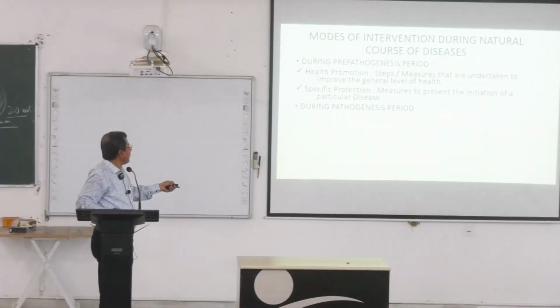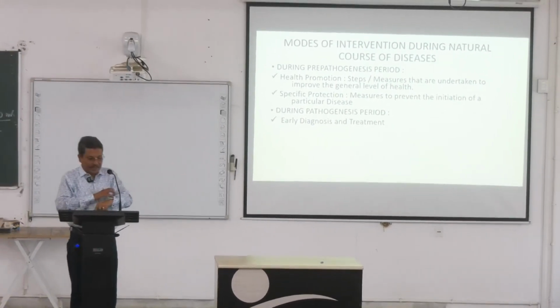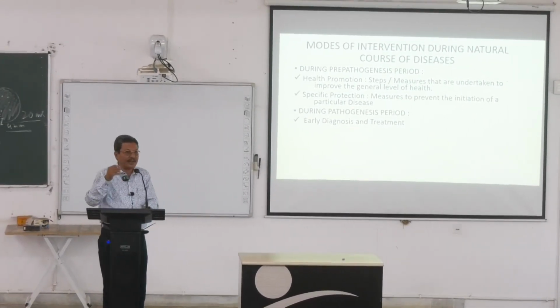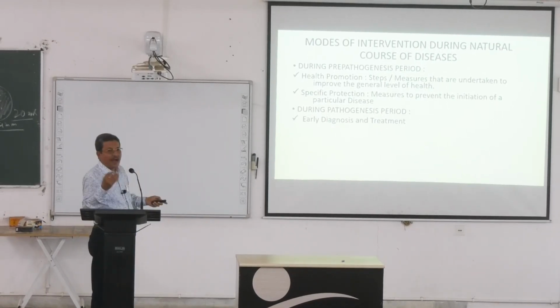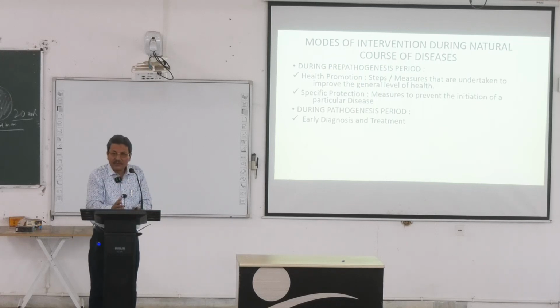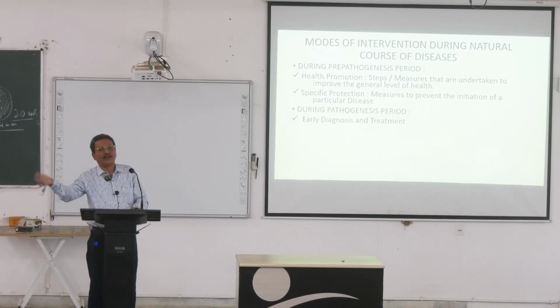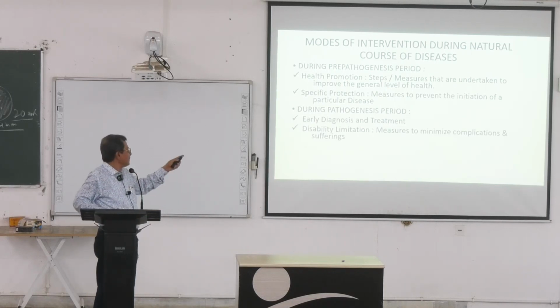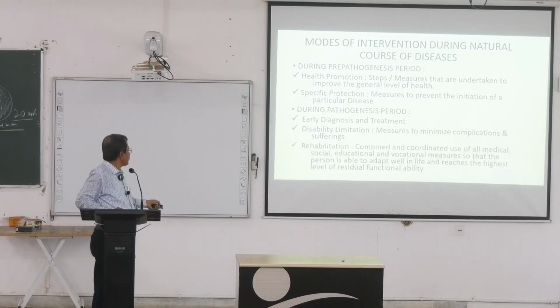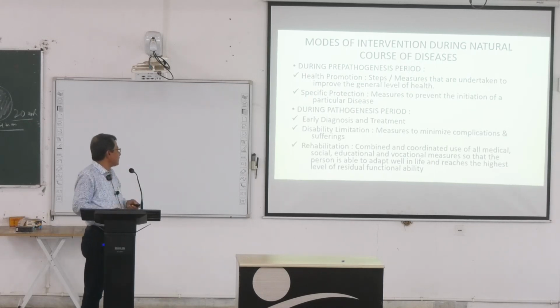During the pathogenesis period, you can do early diagnosis and treatment. I have already discussed, if you do early diagnosis and treatment, you can catch the pathogenesis very early. You do the diagnosis and do the treatment, and it will not turn into complications. Disability limitation is measures to minimize complications and sufferings. And rehabilitation means combined and coordinated use of all types of medical, social, educational, and vocational measures so that the person can adapt to life and reach the highest level of functional ability.